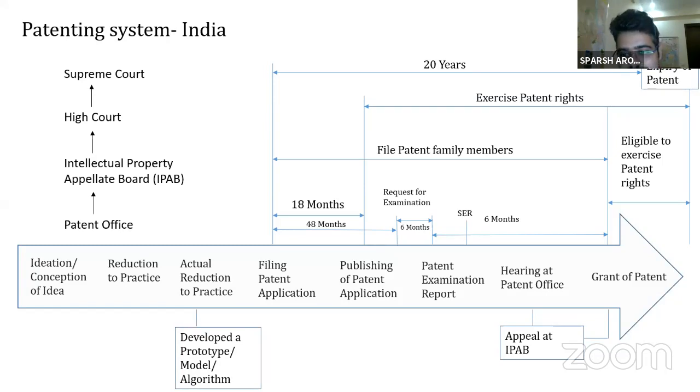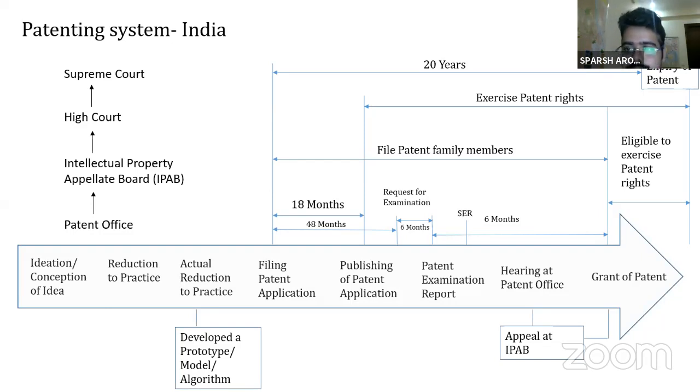But you can exercise your rights against somebody from the date at which the patent is published. Meaning that if you file a patent application and it gets granted, then you can sue somebody for his use of your technology from the date after the date of getting it published.